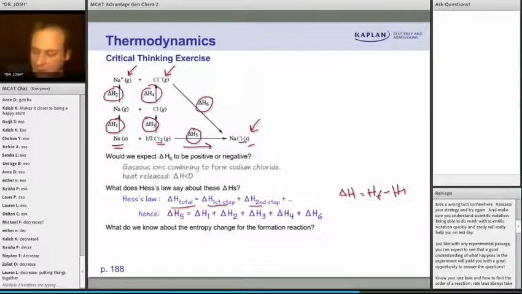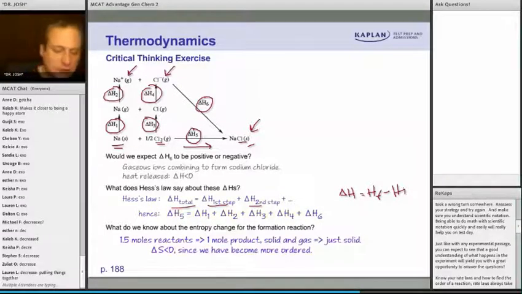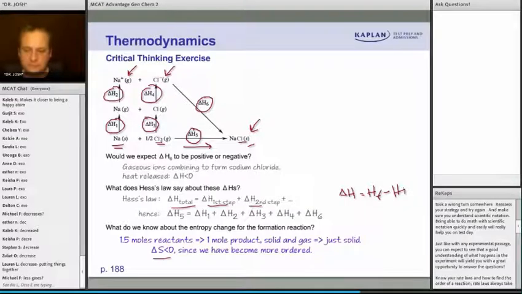What about entropy? How is entropy going to be affected in this particular reaction? You think it's going to increase or decrease as you go from solid sodium and gaseous chlorine to solid sodium chloride? And Michael, yeah, guess what? You're putting things together. It's going to become more ordered. So in fact, it's negative. We get more order. We're going from 1.5 moles to 1 mole. We're going from gas to solid.